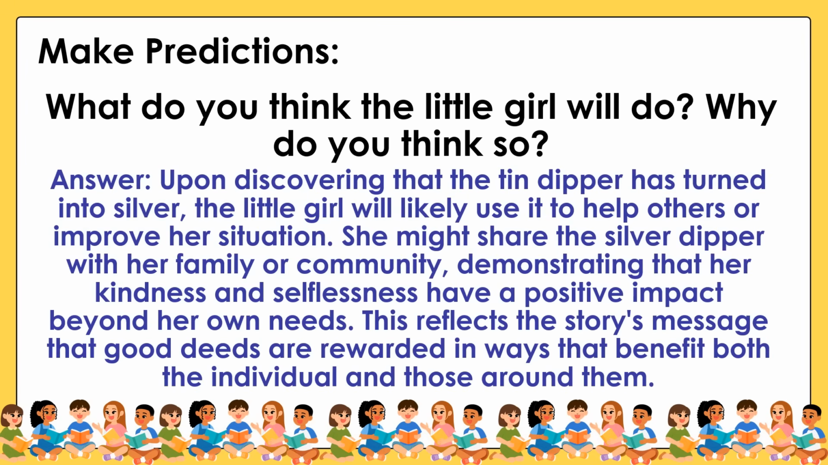So now, what do you think the little girl will do? Why do you think so? Here's the possible answer. Upon discovering that the tin dipper was turned into silver, the little girl will likely use it to help others or improve her situation. She might share the silver dipper with her family or community, demonstrating that her kindness and selflessness have a positive impact beyond her own needs. This reflects the story's message that good deeds are rewarded in ways that benefit both the individual and those around them.